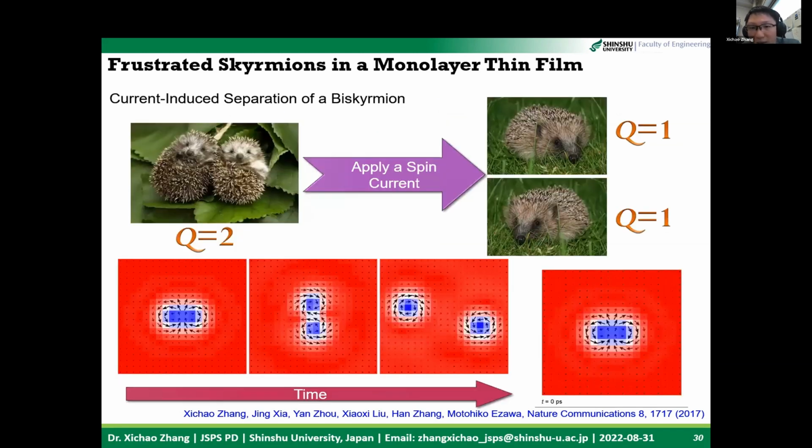Also, by applying a spin current, we are able to split the skirming with a skirming number of 2 into two skirmings with a skirming number of 1. This dynamic behavior is fundamental for the manipulation of a 3-dimensional skirming string with a high skirming number, which I will talk about later.